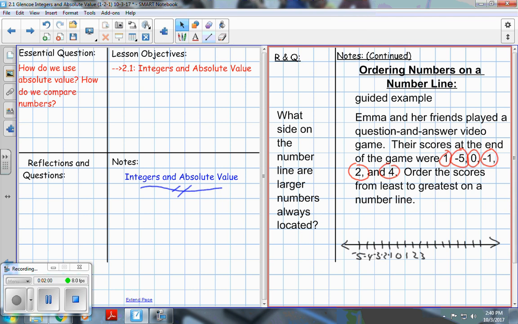Okay, so let's go ahead and place our numbers on the number line. Our first one is the number 1. And we're going to place a circular dot on the line. Next one's -5, 0, -1, 2, and 4. And now that we do that, it's easy to see our least to greatest is there. Awesome job, students. So that is our answer. And we did order them from least to greatest on our number line.